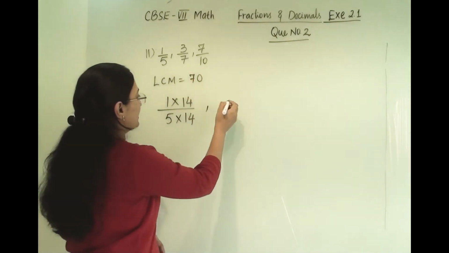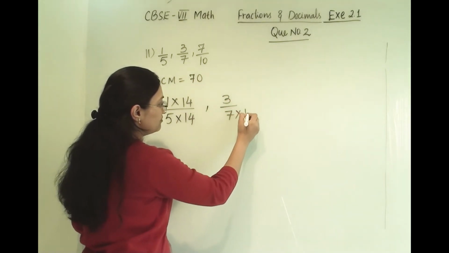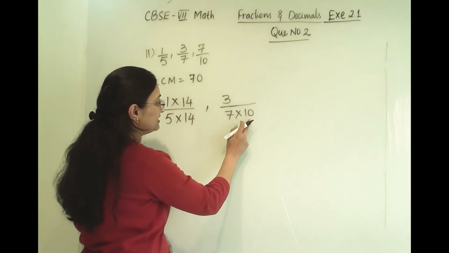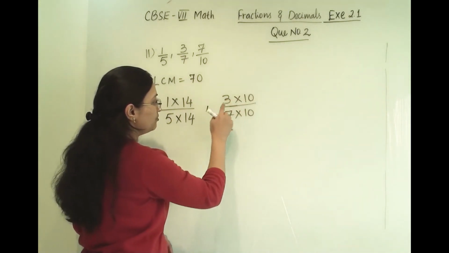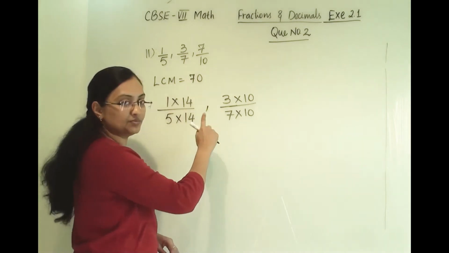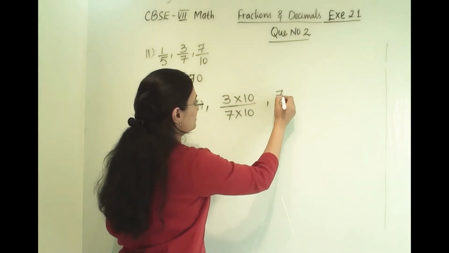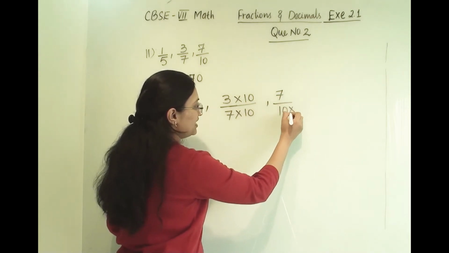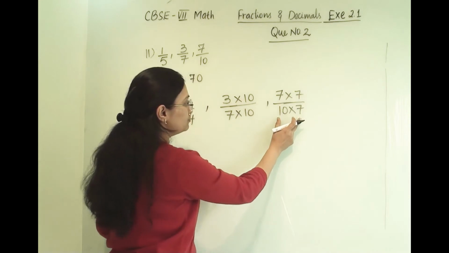Then the second one, 3 divided by 7. So it is easy. When we multiply with 10, this denominator converts to 70. Here also above and below we will multiply with 10. Now next, 7 divided by 10. So 10 we will multiply with 7 and it will convert into 70.